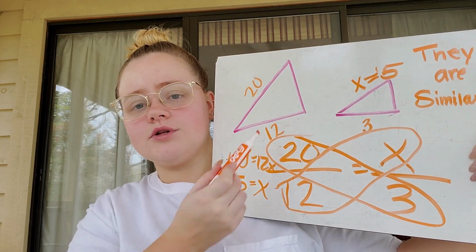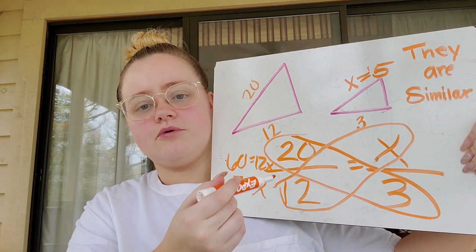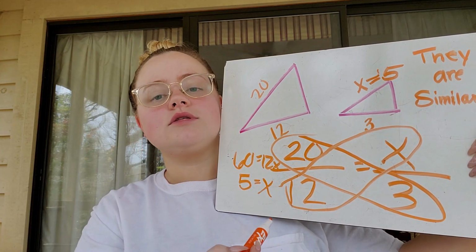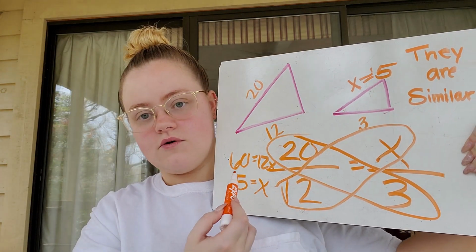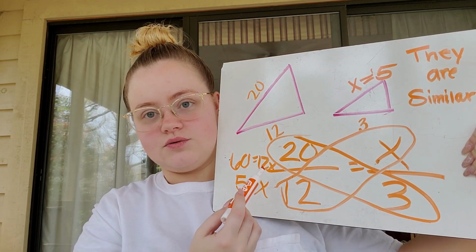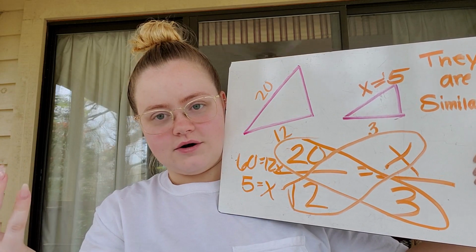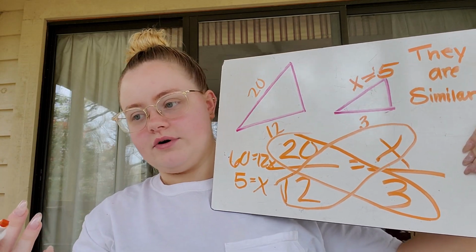I'm told these are similar. I need to find the side, okay? And how I do that, I set up a proportion and then I cross multiply, all right? And then divide with what is next to x, which was my 12. So 60 divided by 12 gives me 5, all right? That's our first example. We are going to move on to another example, all right?